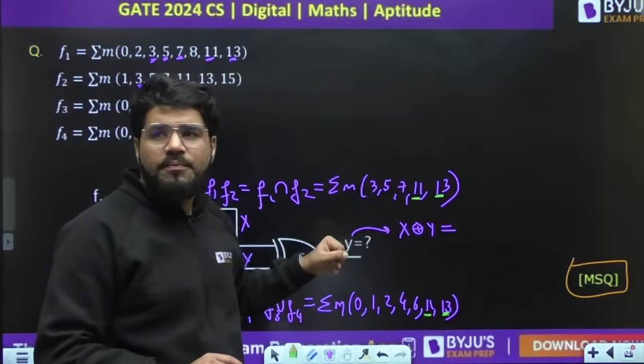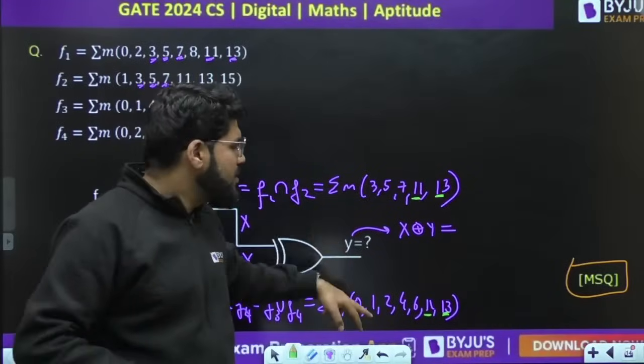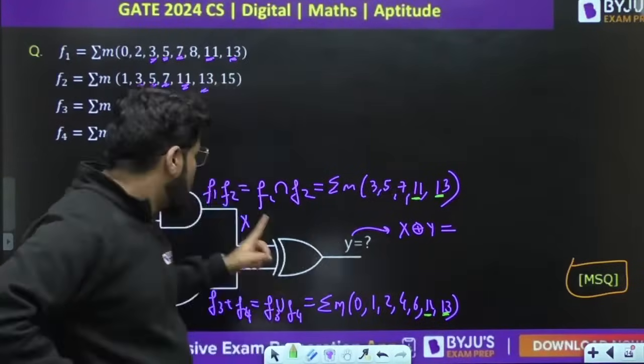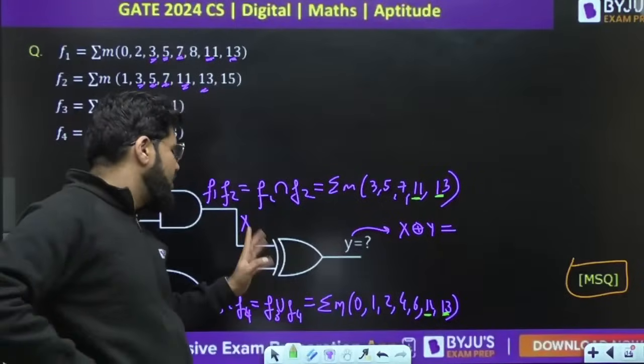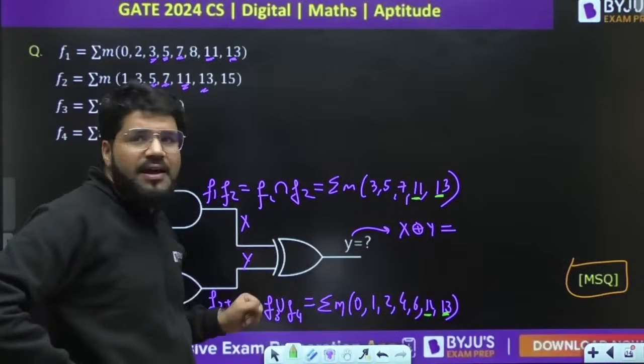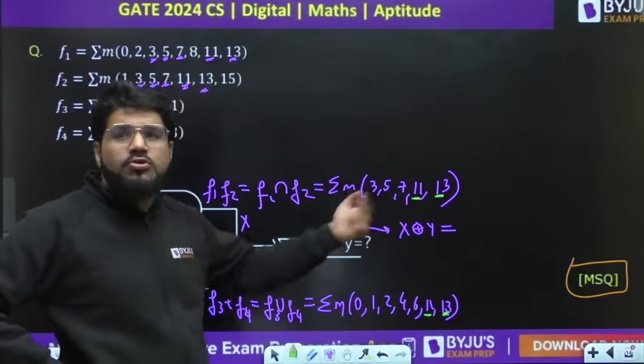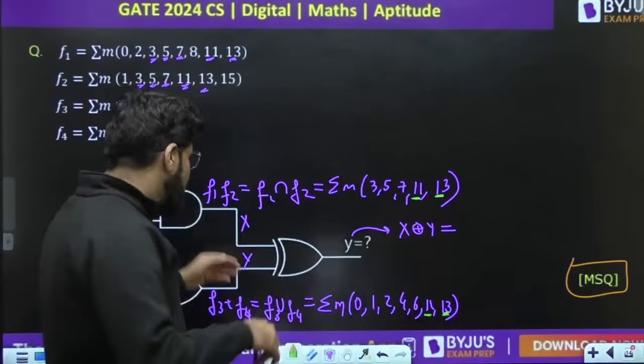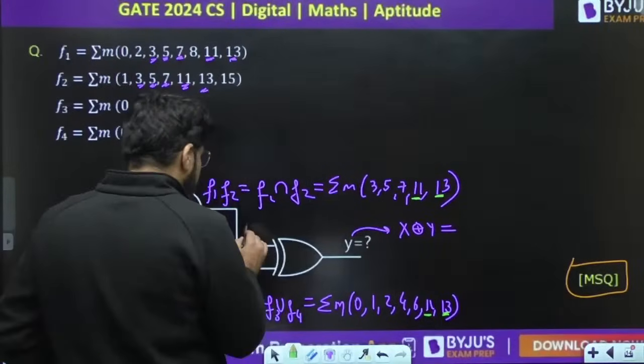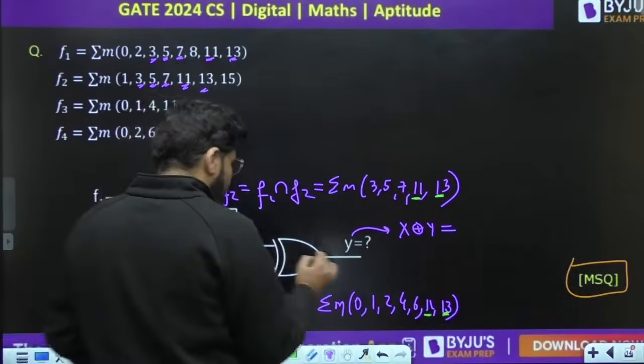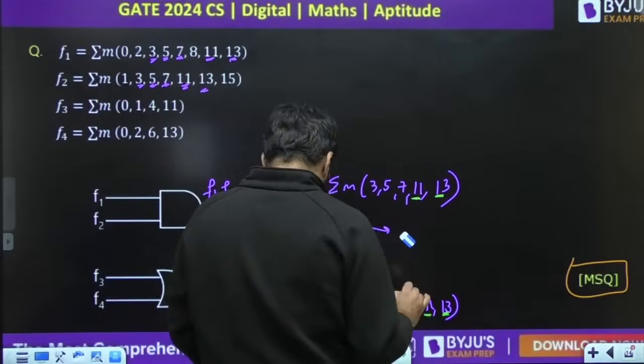That means what? If 8 is not in both, that means both x and y are low. And if both are low, then also the output is 0, it is the same. So let me basically call it a and b. So this is equivalent to a XOR b.